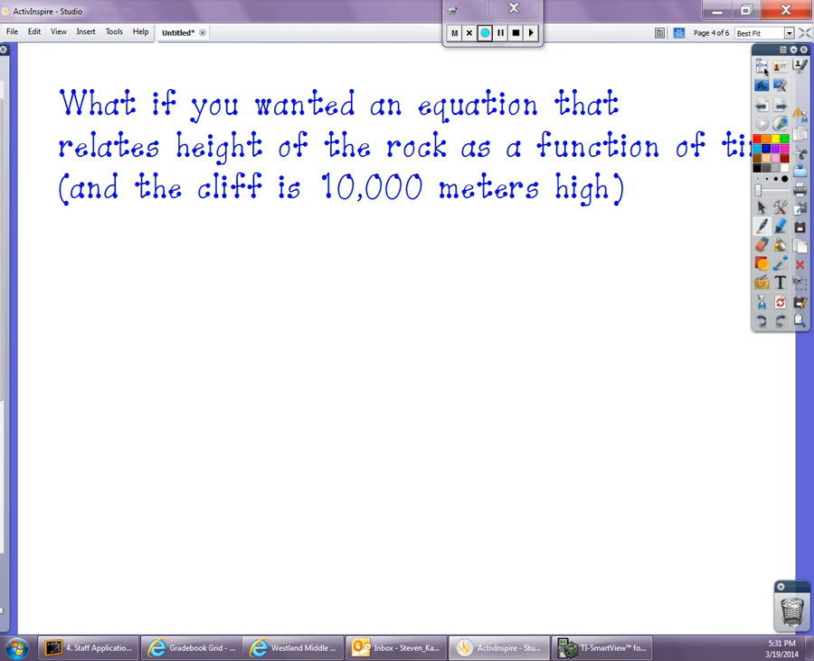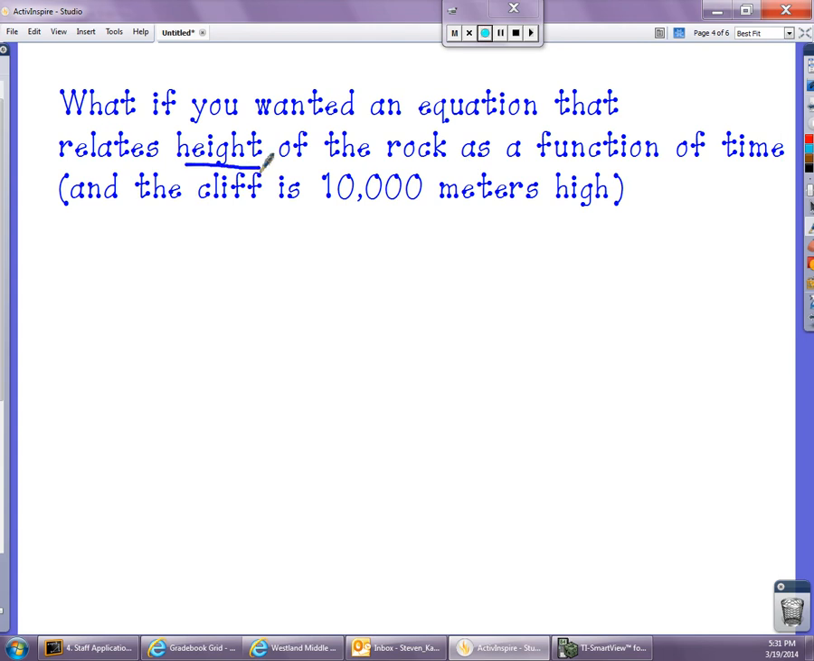Okay, we're almost done. What if you wanted the equation that relates the height of the rock? So instead of distance, we want the height of the actual rock as a function of time, and the cliff is 10,000 meters high. How would you do that one? Well, what you should have remembered is to find out how far the actual rock travels. How far it travels down is represented by 16t squared plus 20t.